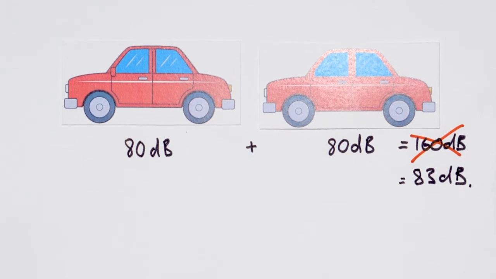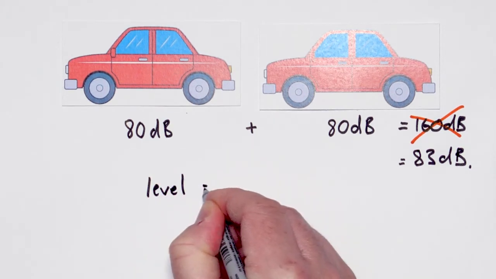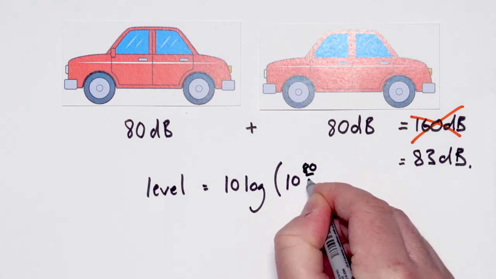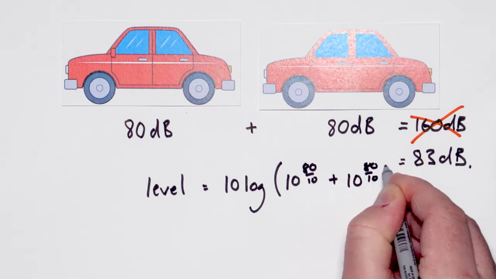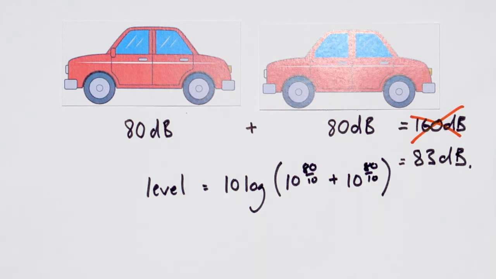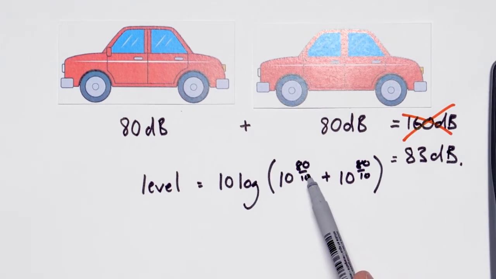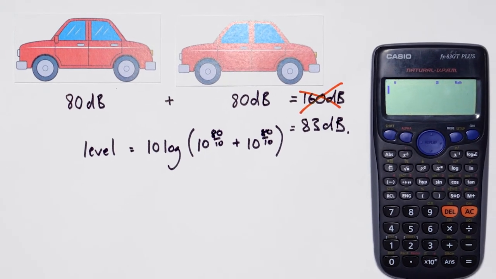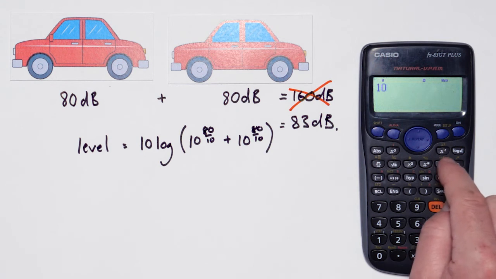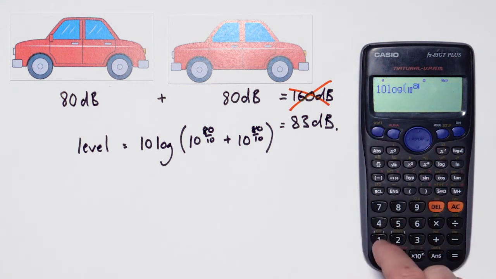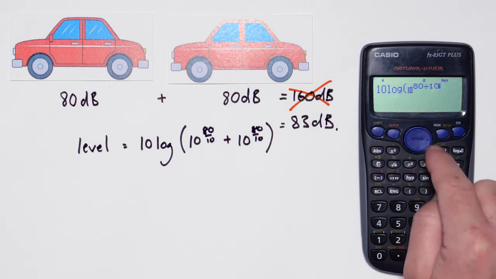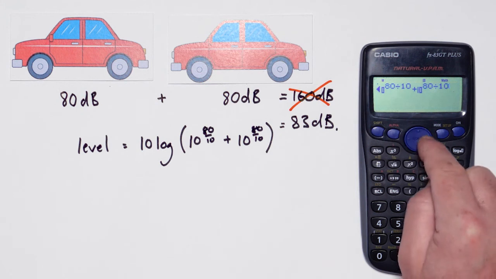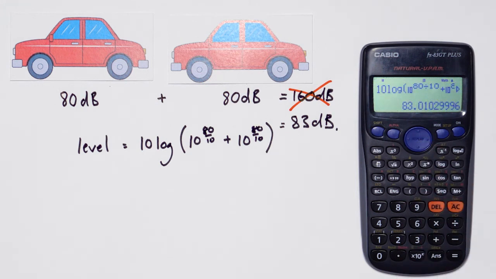The calculation looks like this. The new sound level equals 10 log of 10 to the power of 80 over 10 plus 10 to the power of 80 over 10. What this is doing is converting the 80 out of the decibel scale, adding the two together, and then converting it back into the decibel scale again. And if I do this calculation on my calculator, it equals 83 decibels.